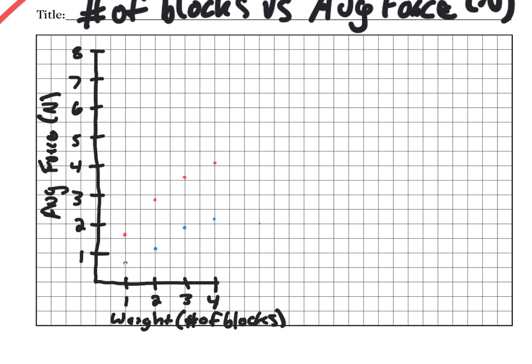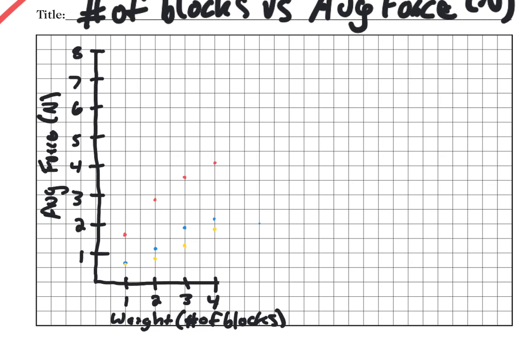For 2, we got 0.78. So 0.78 is about right there. 3 blocks, 1.35. So about right in there. And then our 4th block was 1.79. So about right there. All right, 3 out of 4 done.